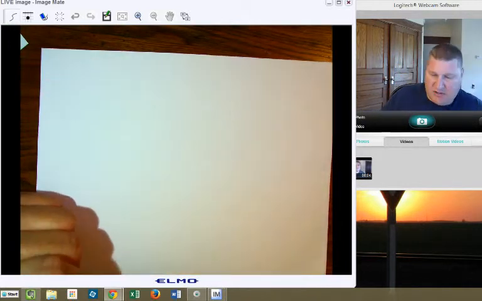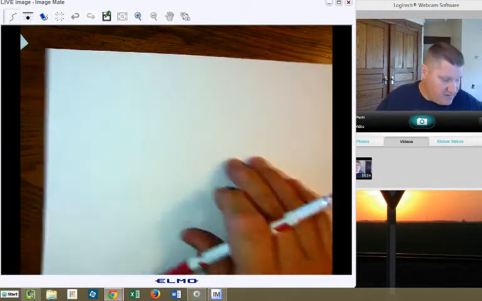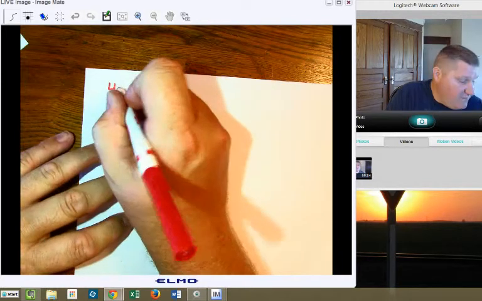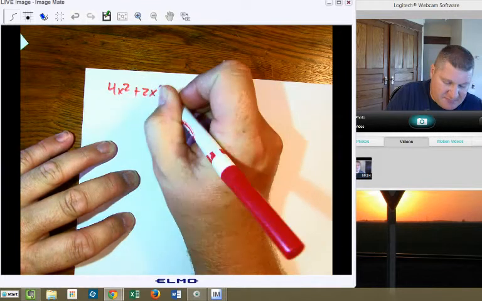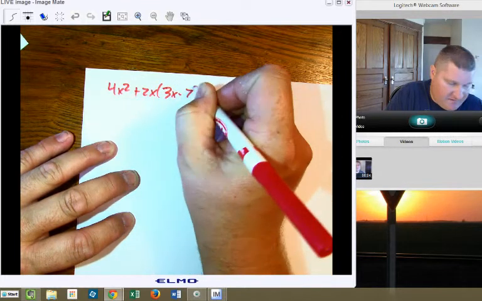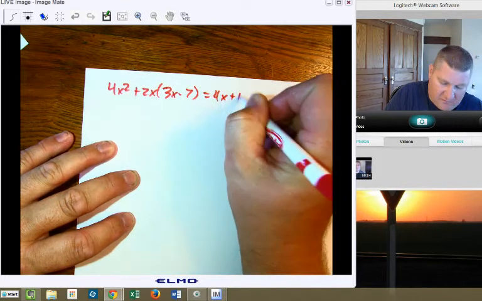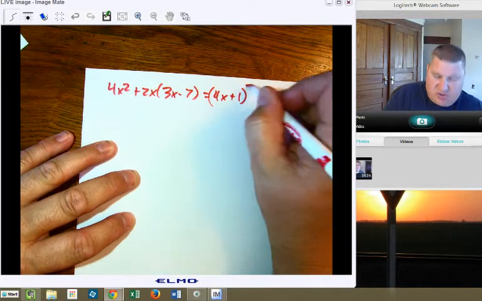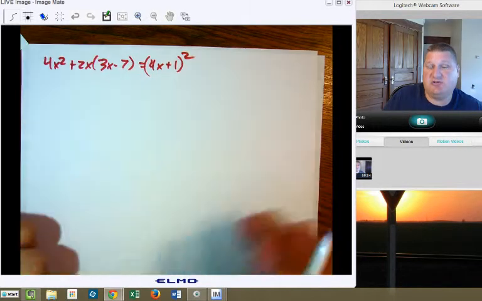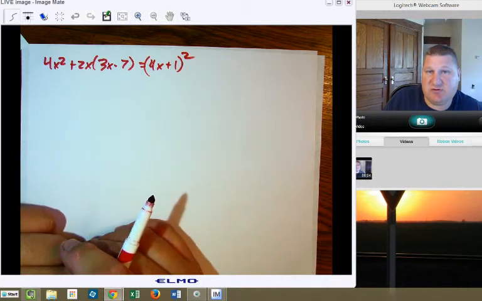I want to take a look at the following. 4x squared plus 2x(3x minus 7) equals (4x plus 1) quantity squared. Okay, I want you to do a couple things for me, see what you can do to solve that.